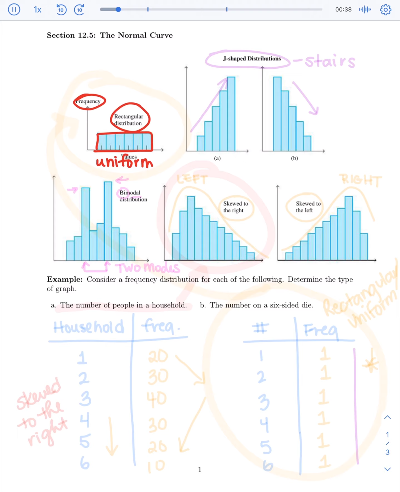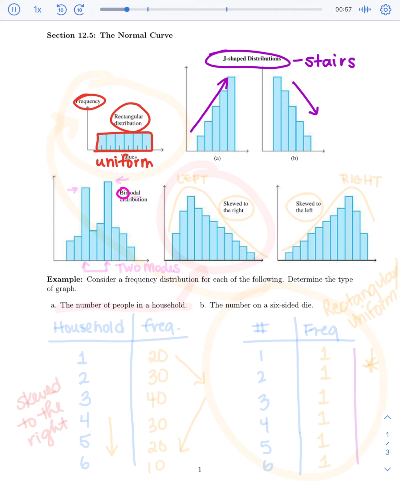And J-shaped distributions look kind of like a set of stairs. Again, it does not have to be perfect. It'd be a set of stairs either going up or a set of stairs going down. That's what I always think of when I see the J-shape: a set of stairs.